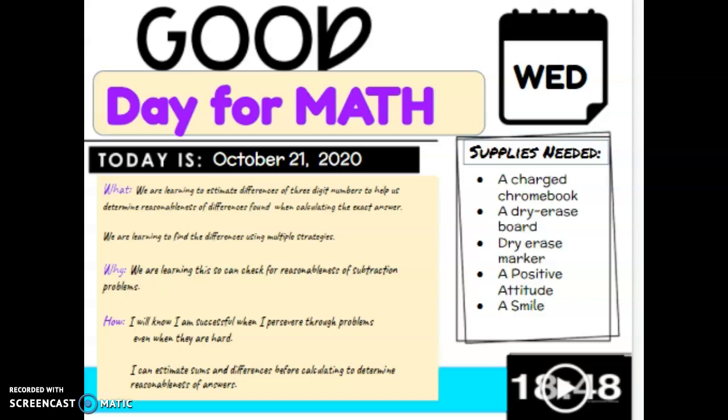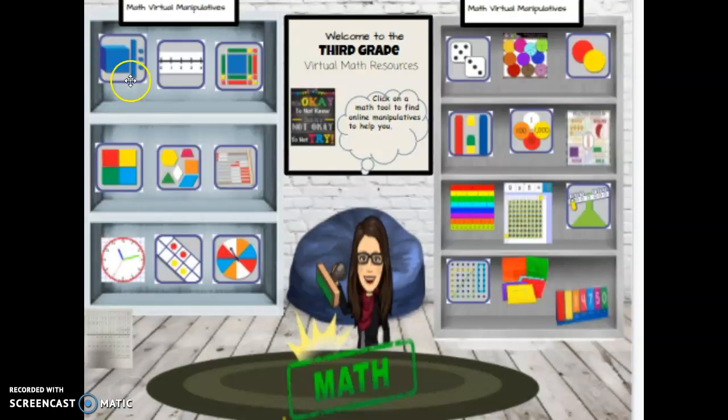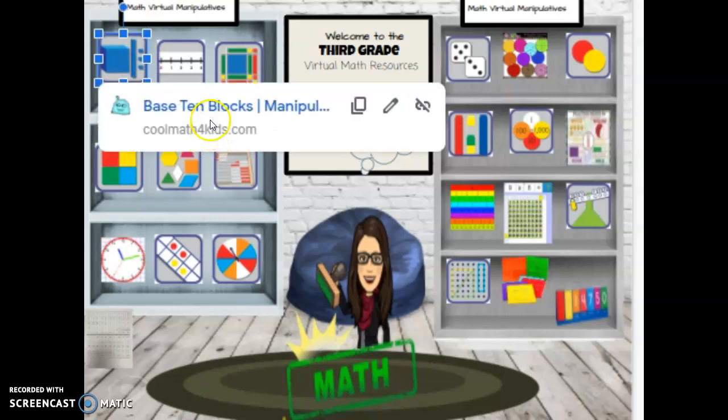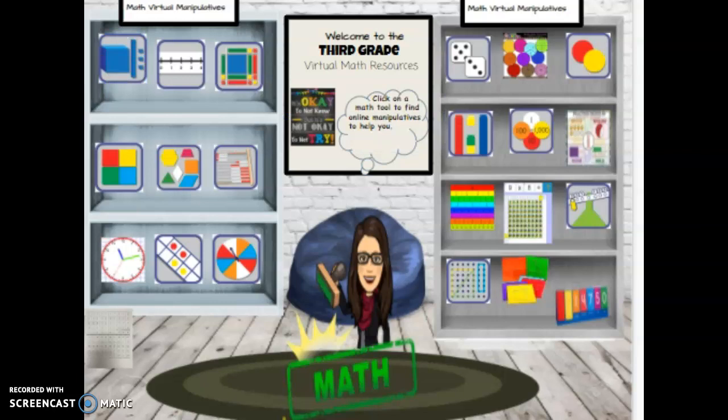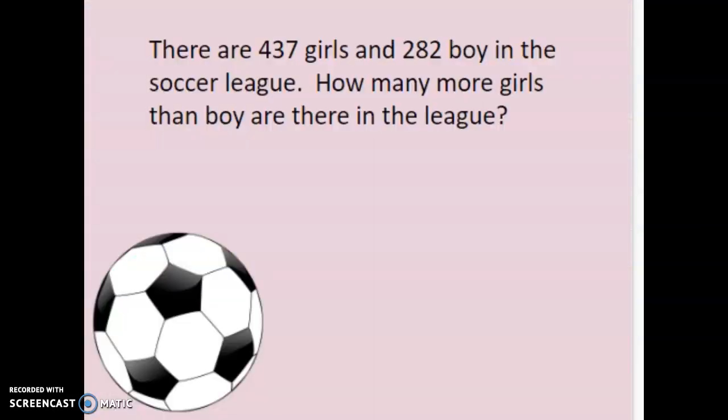With our lesson today, you can use the base 10 blocks that I have on our manipulative slide virtually for you. If you click on it, it's going to give you that link and you can just click there and it'll pull them up. But for me today, I'm going to use my dry erase board. So hopefully you can find a dry erase board, paper and pencil, or you can use those blocks if you would like to help you solve those problems today. It's going to be your choice. But for me today, I'm going to use the dry erase board.